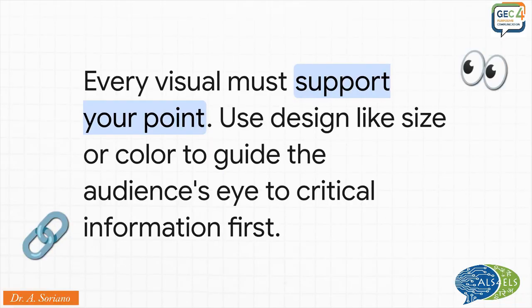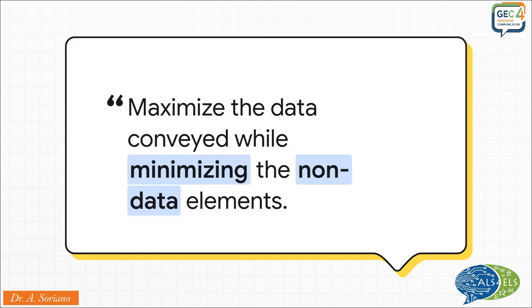Okay, next up is relevance and hierarchy. Every single visual element, and I mean every one, has to serve a purpose and directly support your point. And then you use design, things like size or color, to guide your audience's eye to the most critical information first. Really, this all comes down to one simple action. Get rid of the clutter. If an image, a line, or some fancy graphic is just there for decoration, it's actively distracting from your message. Your job is to make every single pixel count towards understanding.